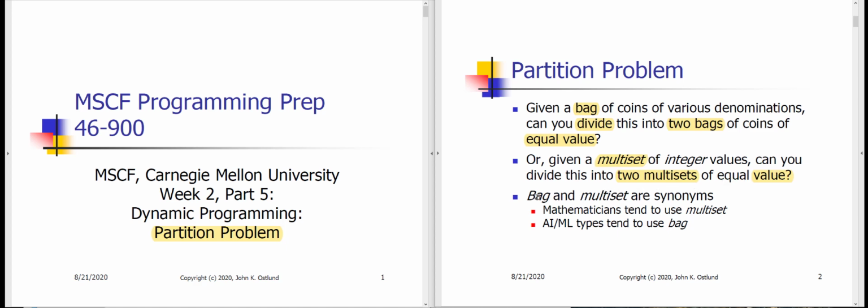By the way, both the term bag and the term multiset are used to describe collections of things that may have equal value with one another. If you're more strictly mathematically oriented, you might tend to use the word multiset to describe this. In the artificial intelligence / machine learning community, it's fairly common to talk about this kind of thing as a bag, but the two terms mean the same thing.